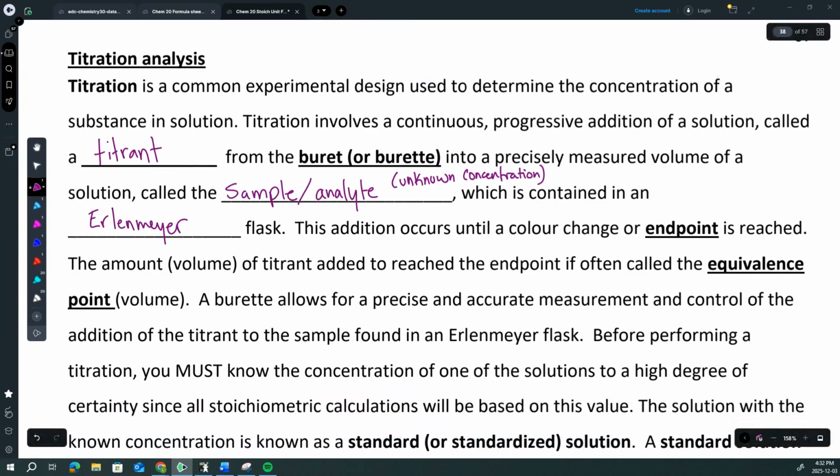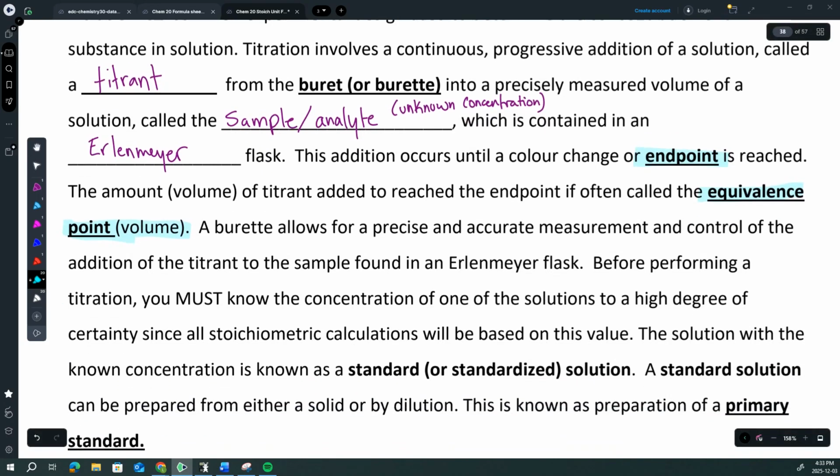So this addition occurs until a color change or an endpoint, so that's a key word that you should know, is reached. Okay, so the color change, that point is called the endpoint, and the volume of the titrant added to reach the endpoint is often called the equivalence point. So that's another term that you need to know. So the equivalence point refers to how much volume of your titrant that you've added. A burette allows for a precise and accurate measurement and control of the addition of the titrant to the sample found in the Erlenmeyer flask.